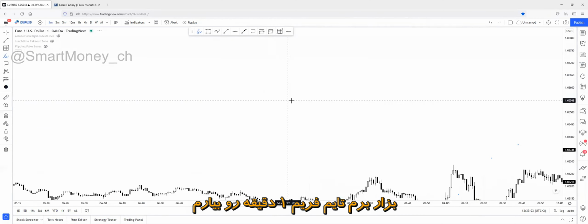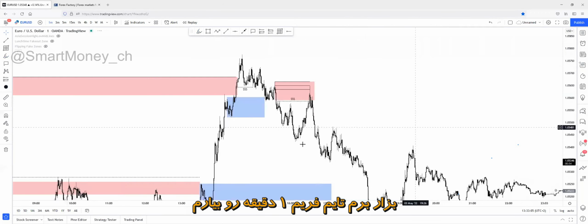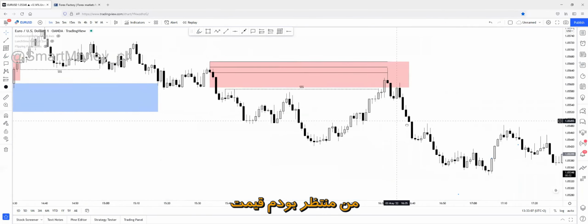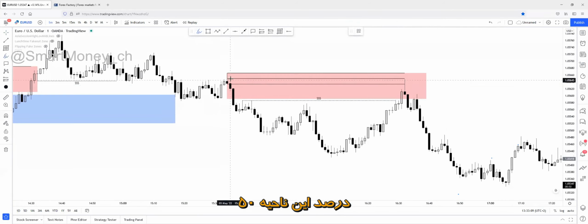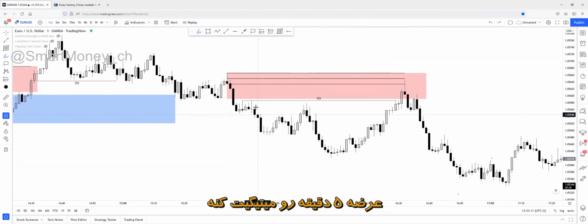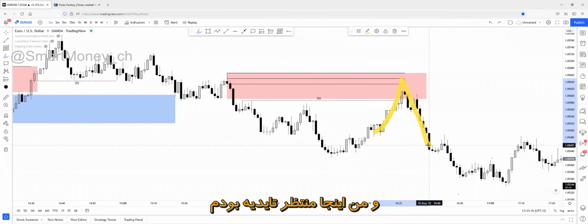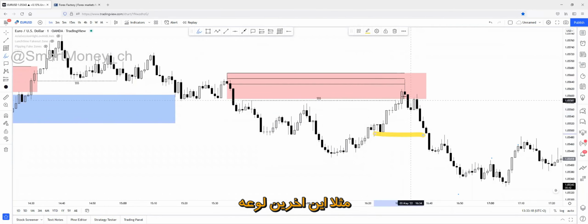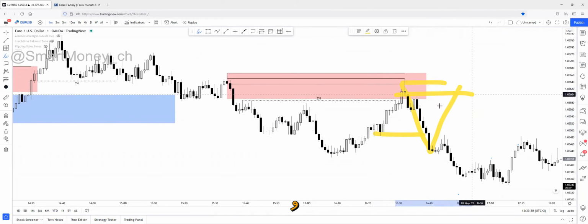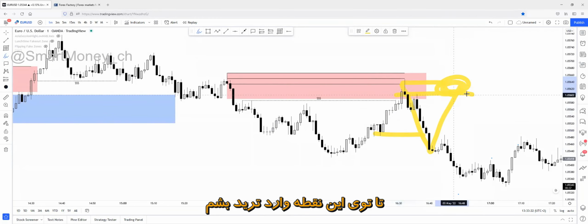1-minute chart. Let me just switch to the 1-minute chart. I was waiting for a tap of this zone. 50% mitigation of this 1-minute zone inside of the 5-minute zone. Liquidity sweep, tap. And I was waiting for a confirmation here. So for example, there's the last low. I was waiting for a change of character and reversal to the upside. And I was waiting for an entry right here.